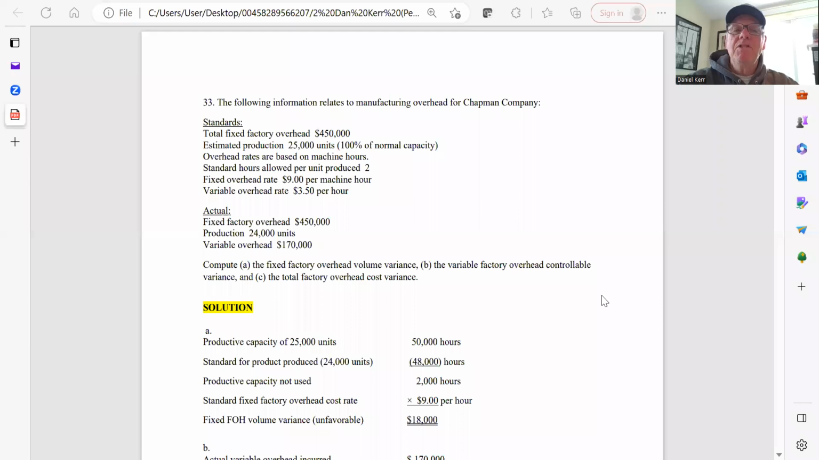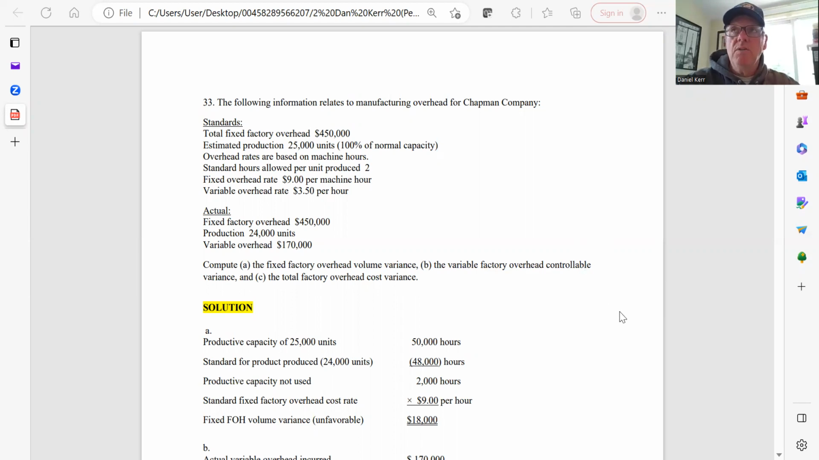All right. So again, we'll start here by calling up the problem part. This should be relatively fresh in your mind. You started out here having to compute variances, and we always start with the solutions here, what they ask for. The fixed factory overhead volume variance. Anytime we produce fewer goods than we had planned to produce at full capacity, we're going to have an unfavorable volume variance. And then the variable factory overhead controllable variance.